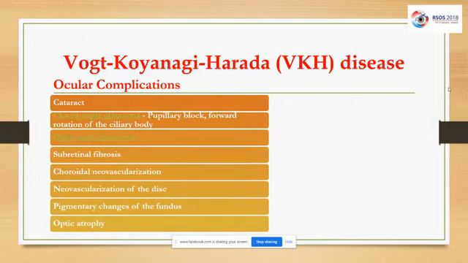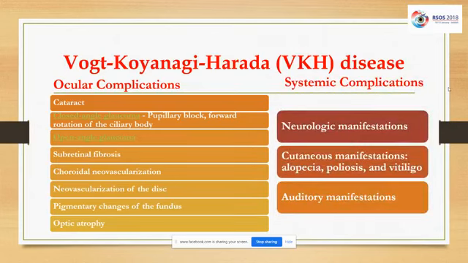The ocular complications include cataract, closed-angle glaucoma with different mechanisms, including pupillary block and forward rotation of the ciliary body, open-angle glaucoma, subretinal fibrosis, choroidal neovascularization, neovascularization of the disc, pigmentary changes of the fundus, and optic atrophy. Systemic complications include neurological manifestations and cutaneous manifestations in the form of alopecia, poliosis, and vitiligo. Auditory manifestations come in the form of hearing loss, loss of balance, or vestibulo-cochlear symptoms.